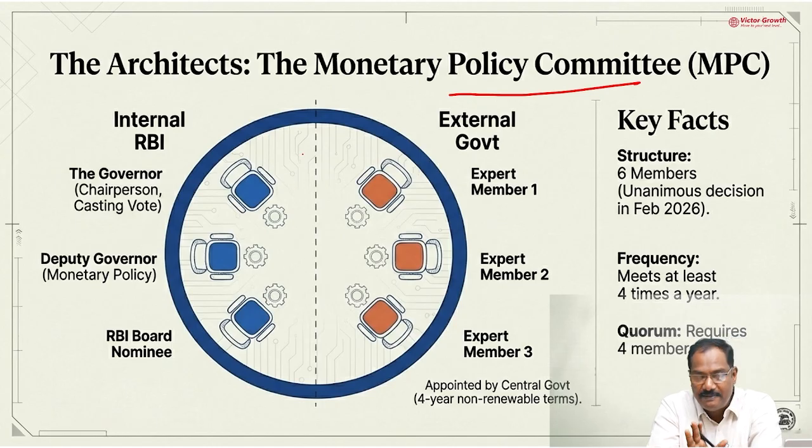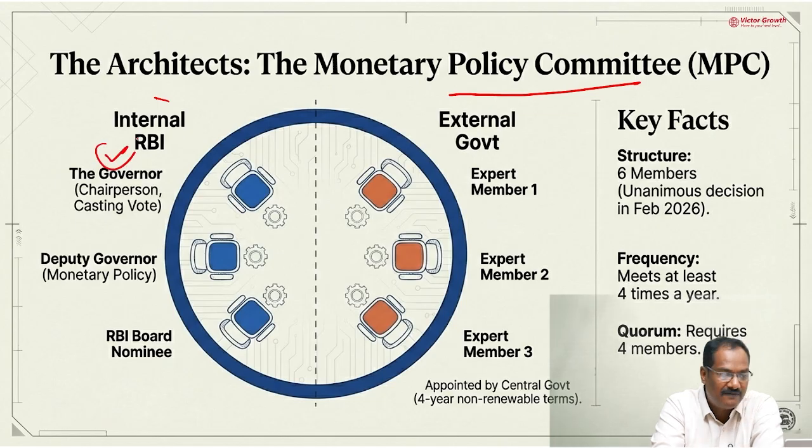Okay, so who are the members of this? There are a total of 5 members. Okay, look at this. One is the RBI governor, he's the chairperson. Did I say 5 members? Okay, I think 6 members.